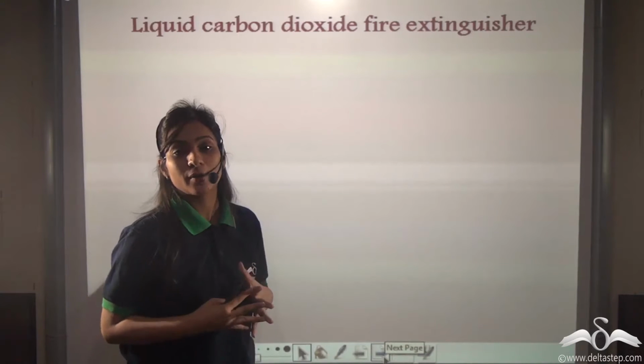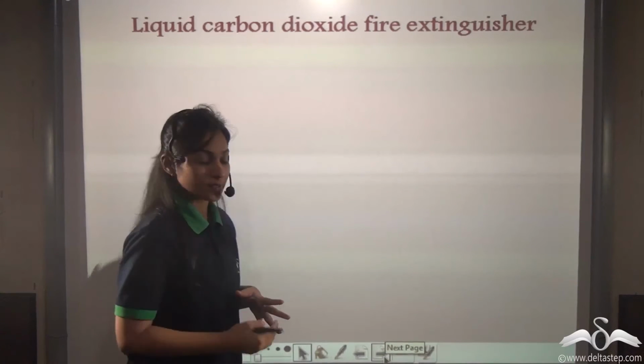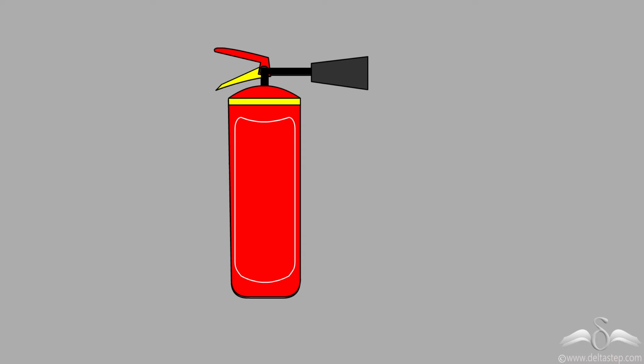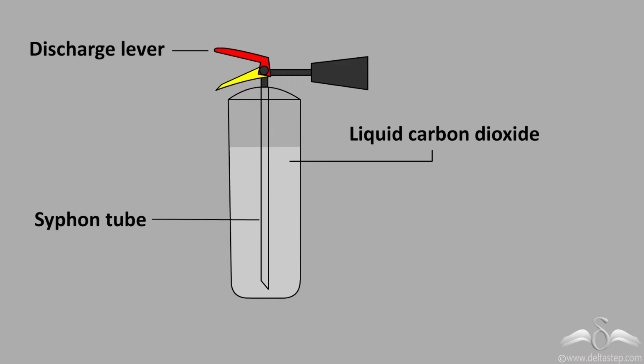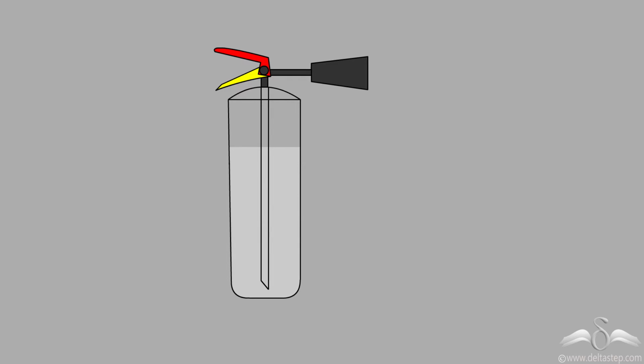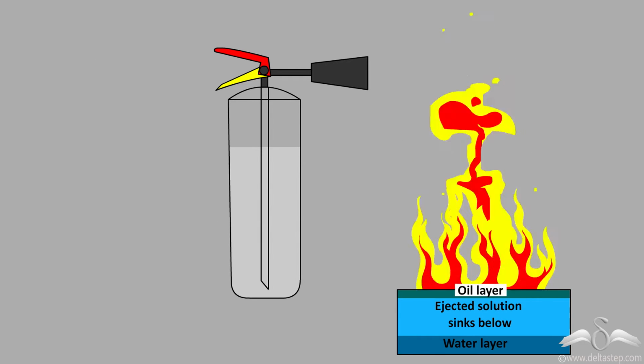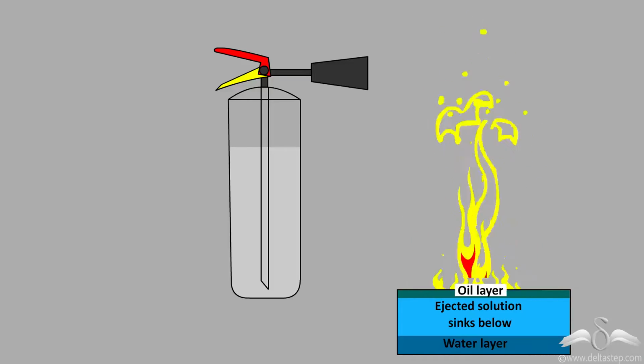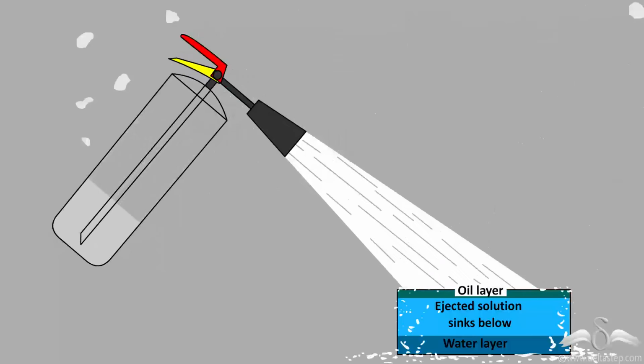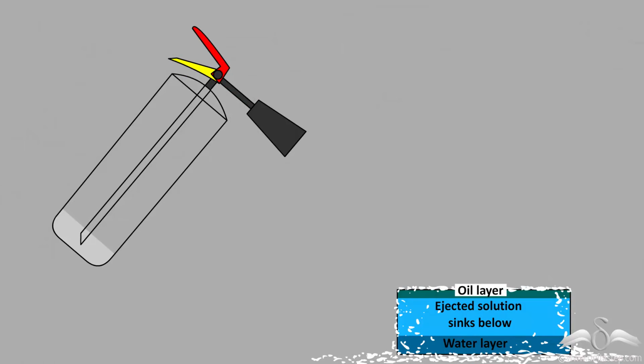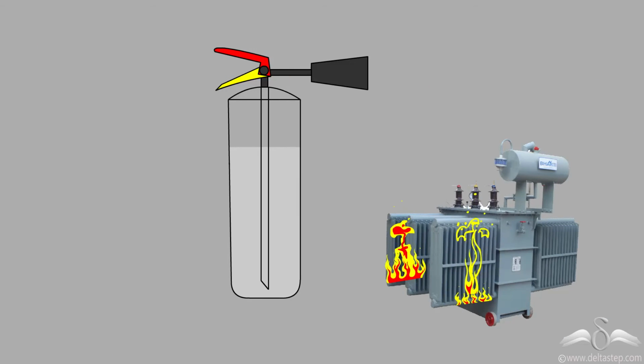Next we have liquid carbon dioxide fire extinguisher. Let's see what it is. Now it is a modern and improved type of fire extinguisher in which liquid carbon dioxide is stored in a steel cylinder under pressure. Now on opening the valve of the cylinder, pressure falls and liquid carbon dioxide solidifies into white snow, that is dry ice. Now this can be used to put out oil fed fires, and also electric fires.